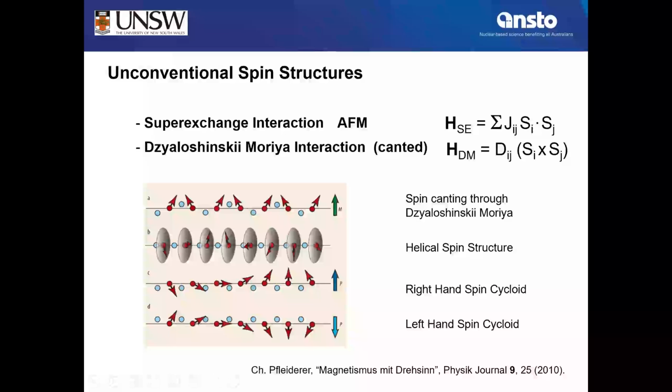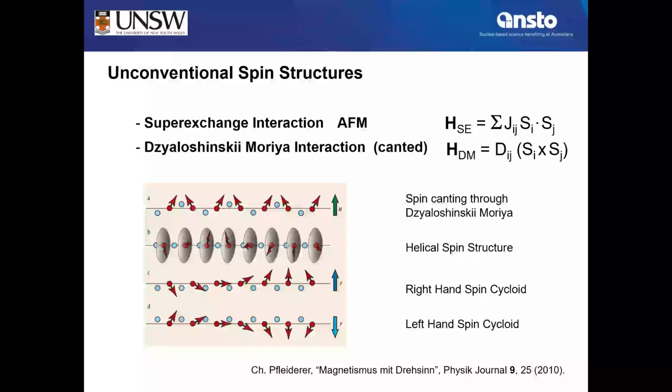The Dzyaloshinskii-Moriya interaction has a cross product. And in real life, that causes a canting of the spins. The first row here shows a zigzag type of spin canting. That's actually pretty common. I have to admit that a perfect parallel spin arrangement is rare. Normally the spins, even in a ferromagnet, are slightly canted. So slight canting is a pretty common spin structure.